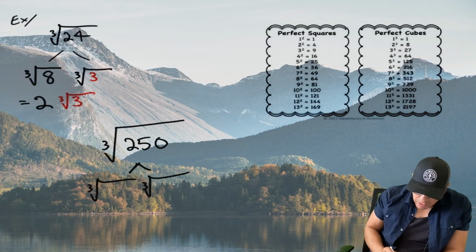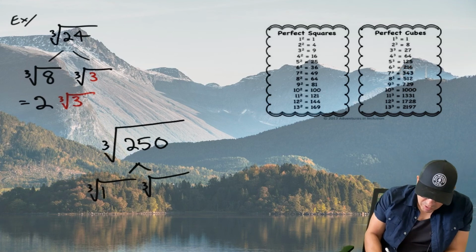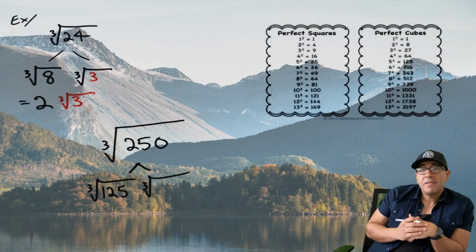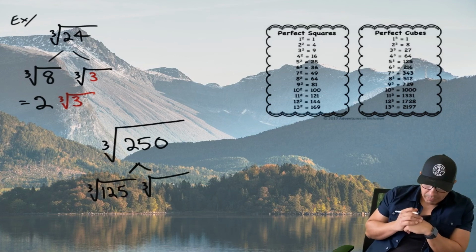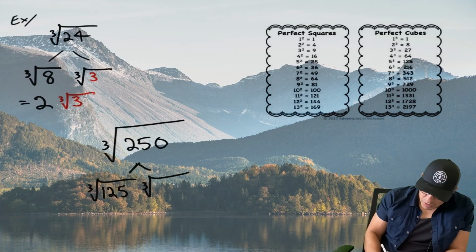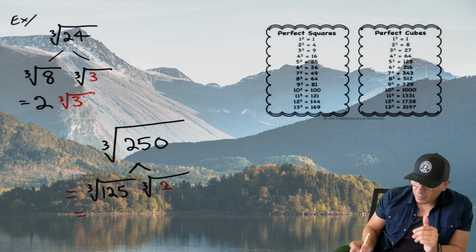All right, so 250, can you divide it by 216? No. Can I divide it by 125? Bingo. So again, you're just doing this in your head or in your calculator. So 125 does fit inside of 250. Well, 125 times what gives me 250? 125 times 2.